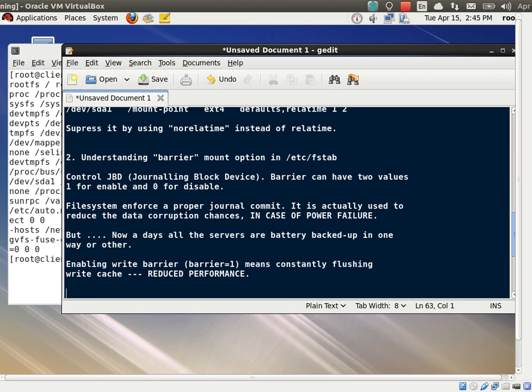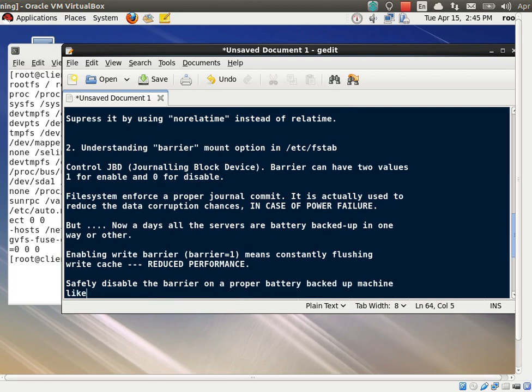Let me show it to you. I can safely disable the barrier on a proper battery backed up machine like laptops or servers to safely improve performance.